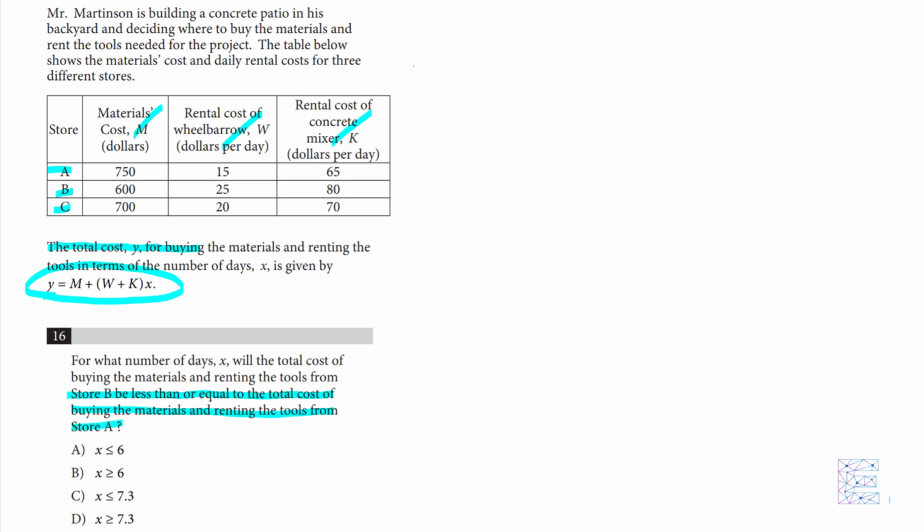Seems like there's a lot to work through in this question, but at the core of it, this part right here tells us we're really just comparing the cost for B to the cost for A. And the question says store B needs to be less than store A. So the cost for store B needs to be less than or equal to the cost for store A.